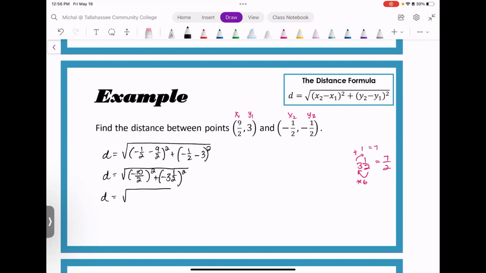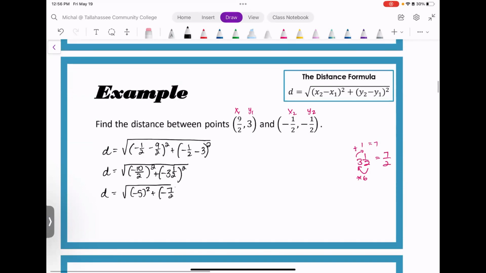divided by 2 is -5, squared, plus -7/2, squared. The square root of -5 times -5, or well, -5 times -5 is +25. -7/2 times -7/2 is +49/4.